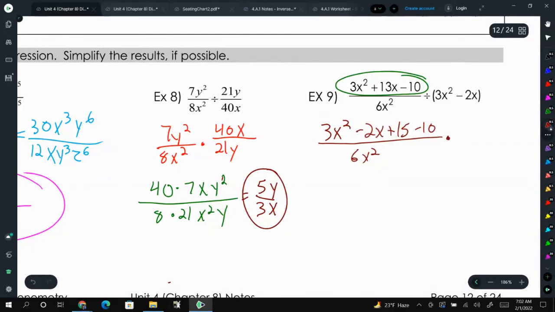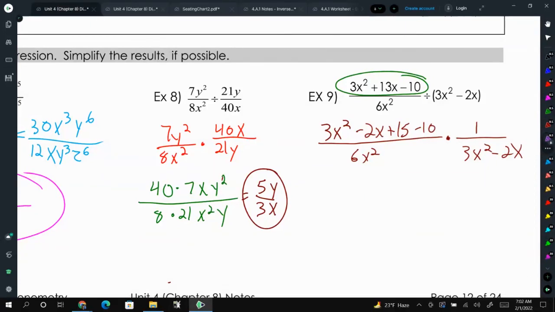Now, the second fraction here, you can see that there's actually no fraction bar, so we're going to just flip it, and it becomes this. Now, you might say, well, can't I just cancel 3x squared minus 2x? Can I just cancel those? You can't because of these addition and subtraction signs here. So we're still going to have to deal with this and factor it.